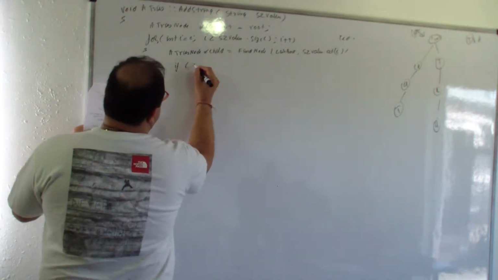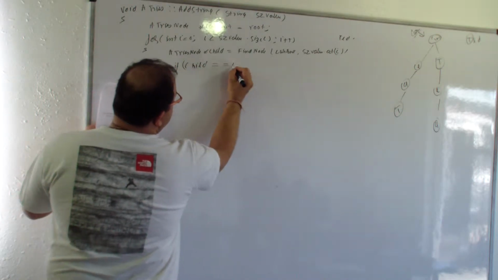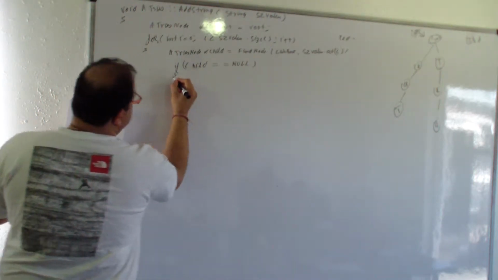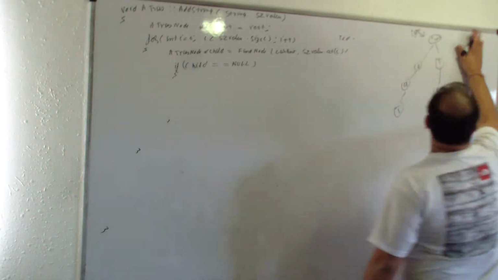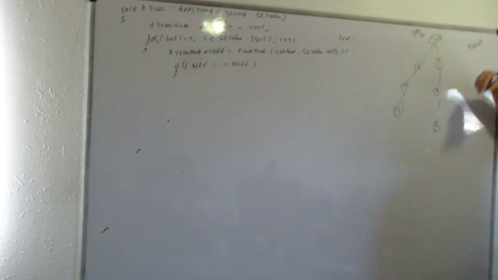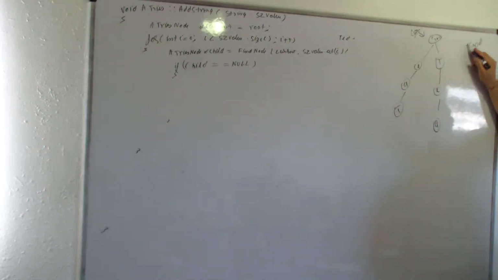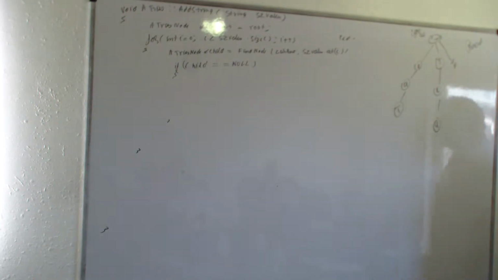So I'll say if child is equal to null, which means that I did not find the value. Let's say I wanted to add food, eat food, right? So for root, f did not exist, so I would have to create a new one, f.